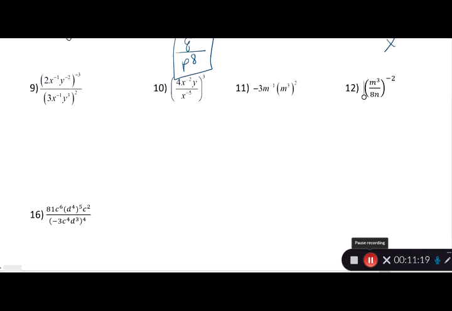Okay, so 9 takes it up another notch. It's a little bit more difficult. 2x to the negative 1, y to the negative 2, all to the negative 3. That's what the parentheses mean, that the whole numerator is to the negative 3 power, over 3x to the negative 1, y to the 3 squared.